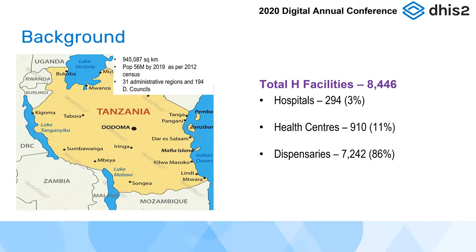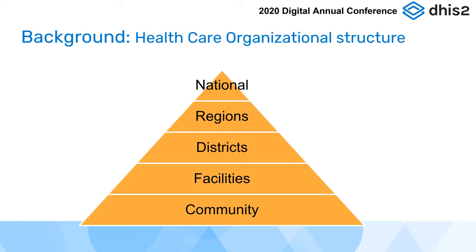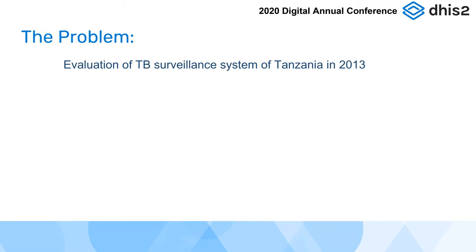So this is just a background of Tanzania. For those who are not familiar with it, it's a fairly big country with around 900,000 square kilometers, population around 56 million people. And we have a total of healthcare facilities around 8,000, but the majority of them are at the lower level. So the healthcare organization is organized in this way, from the lower levels, the community, the villages, and then the health facilities, and then the district level, regional, and the national level where the Ministry of Health sits. So what happened? As Dr. Asma had clearly said during the opening of this conference, if we cannot measure progress, we cannot make progress.